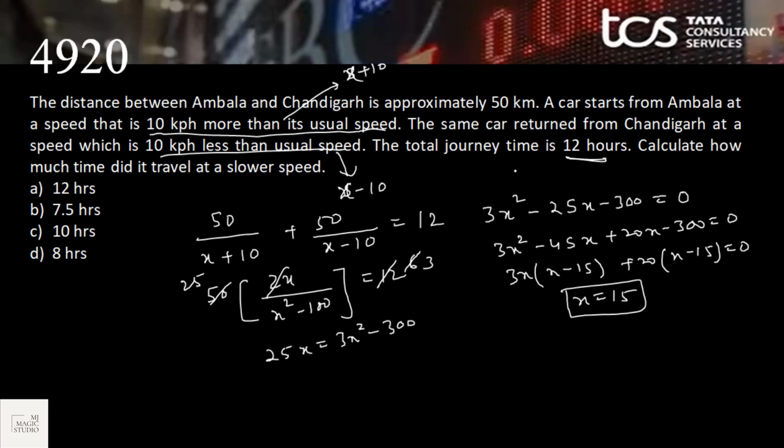So the normal speed is 15. Calculate how much time it traveled at a slower speed. Slower speed, 50 by 15 minus 10, that is 5. That is 10 hours. And obviously at the faster speed, it will be 50 by 15 plus 10, 25. 50 by 25 is 2 hours. So here answer is 10 hours. Option C is the pick.